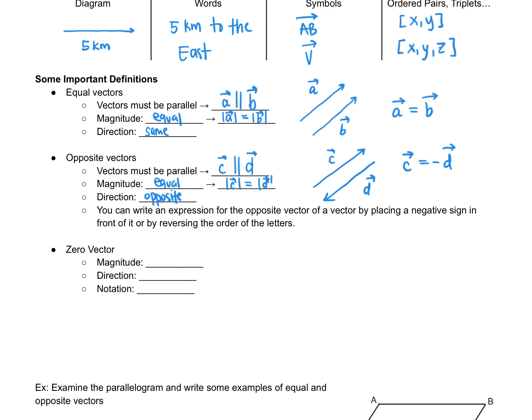Finally, we can have a zero vector. Its magnitude is 0. Its direction, well, if it doesn't have a magnitude, there is no direction, so it's undefined. And the notation we use is just a 0 with an arrow. That shows that it is a vector, not just a scalar 0.